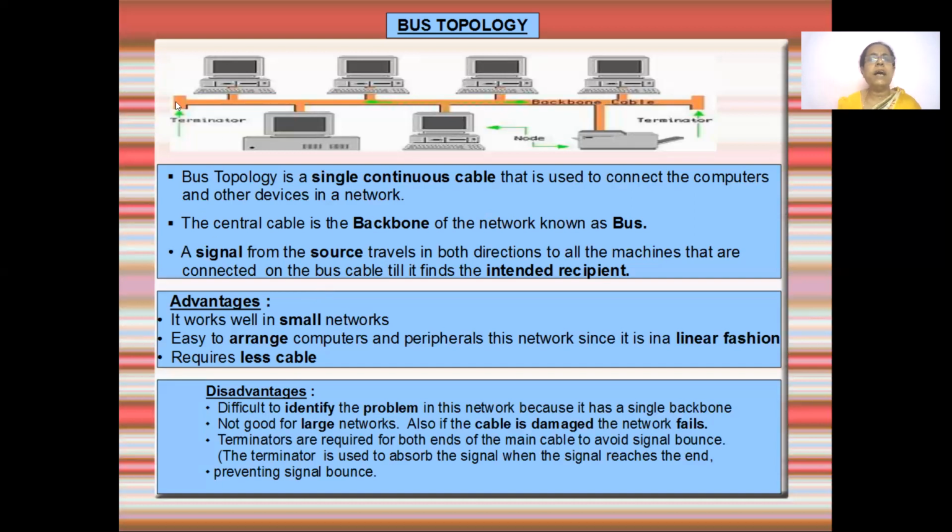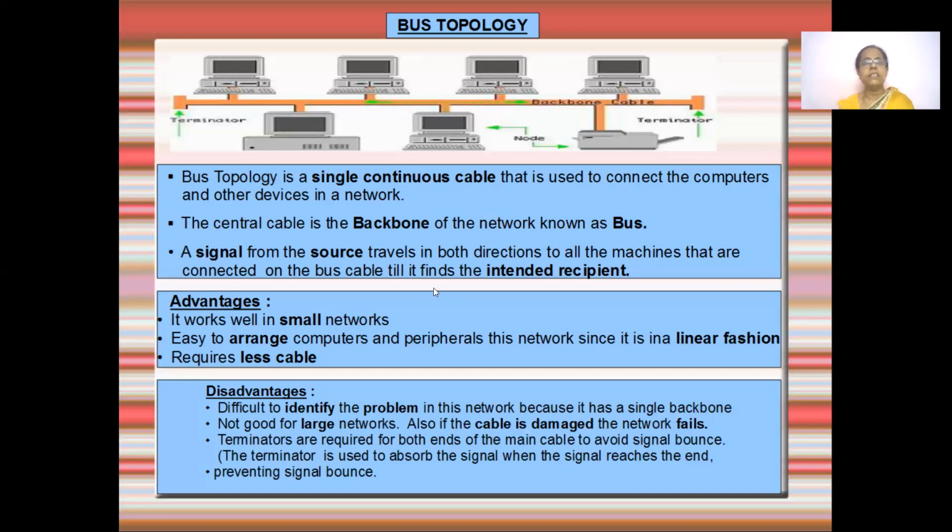And you see they have these terminators. You have two terminators so that whatever signals reach the end, it prevents them from bouncing back. So it goes to the intended computer. And if they don't receive it, then basically the data is lost. I mean, it doesn't come back to that computer.